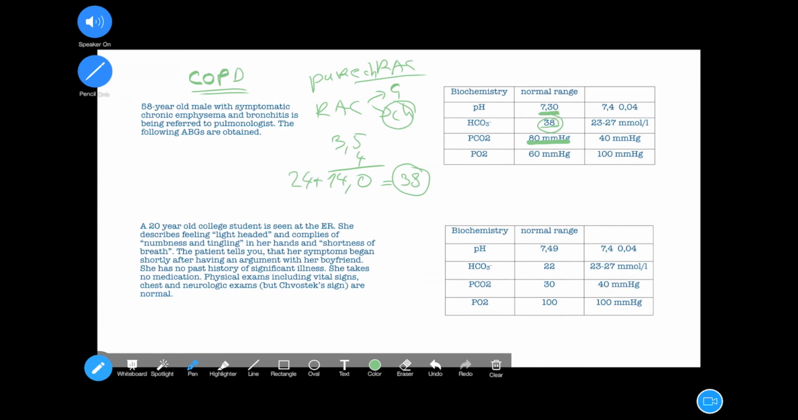A 20-year-old college student is seen at the ER. She describes feeling lightheaded, and she complains of numbness and tingling in her hands and shortness of breath. The patient tells you that her symptoms began shortly after having an argument with her boyfriend. She has no past history of significant illness. She takes no medication. Physical exams, including vital signs, chest and neurologic exams, including Chvostek's sign, are normal.